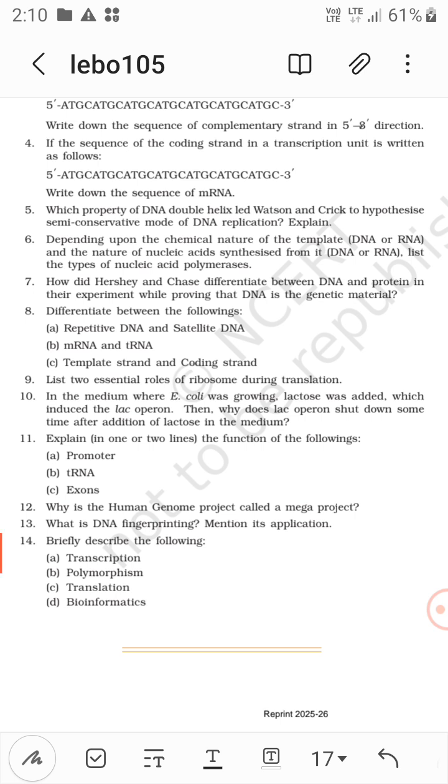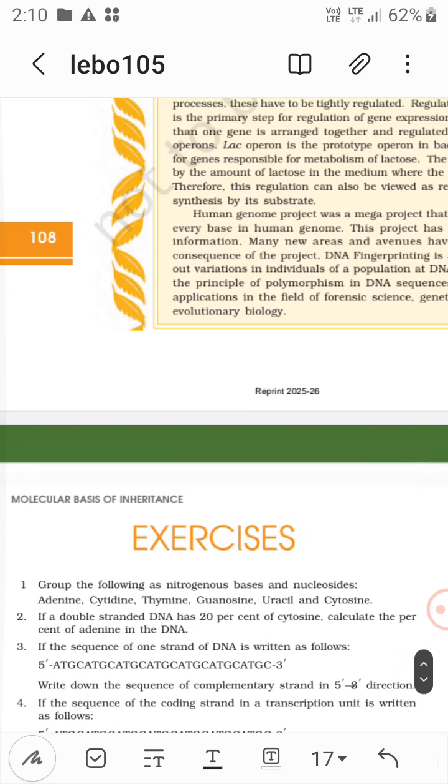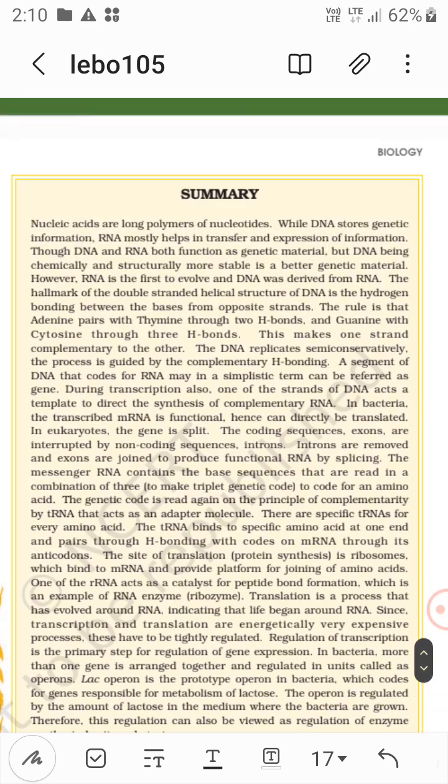Briefly describe the following: transcription. It is making a copy of mRNA from the template DNA strand. Polymorphism, I told you, is variation at the DNA level. Translation is the synthesis of protein. Bioinformatics, a new era in biology, is the study of data, computers, and genetics. So this is it, your chapter.